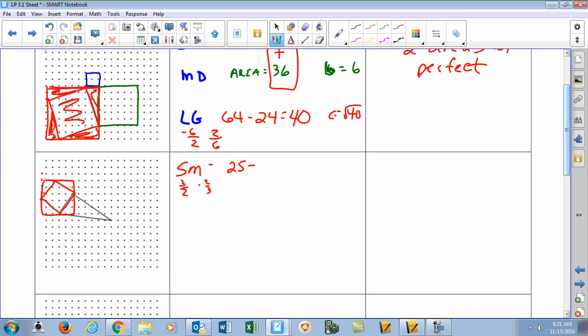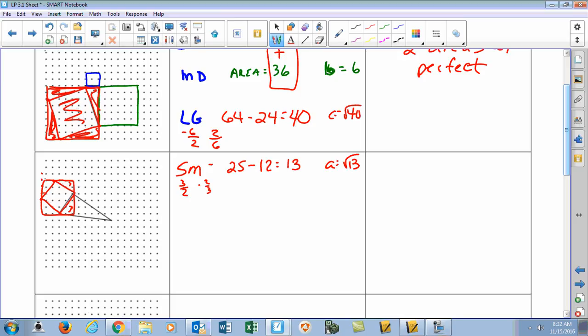So what's half of 2? 1. And 1 times 3 is 3. So if each of these areas are 3 all the way around, and I got 4 of them, what area am I subtracting out? 4 triangles at 3 each. 12, right? So 25 minus 12 gives me 13. So notice that our side length is the square root of 13. All right?